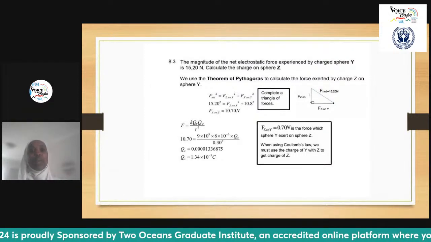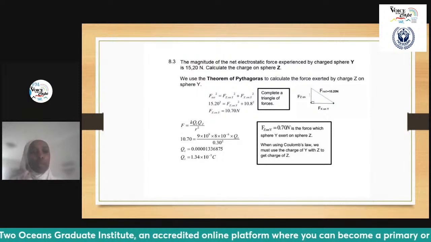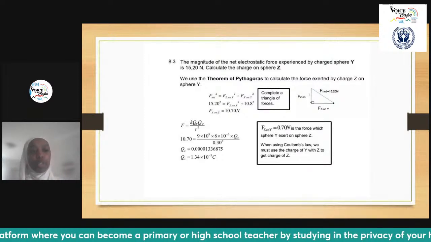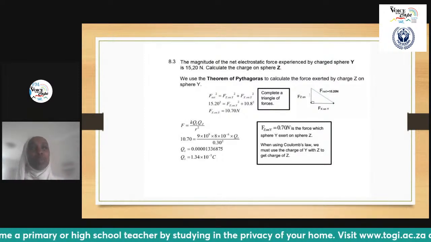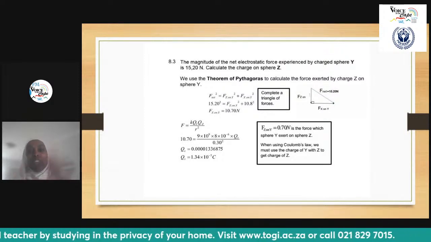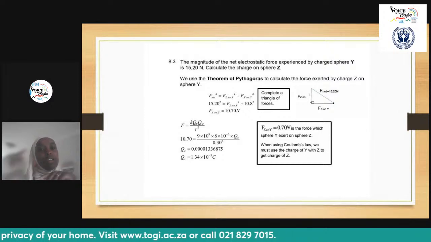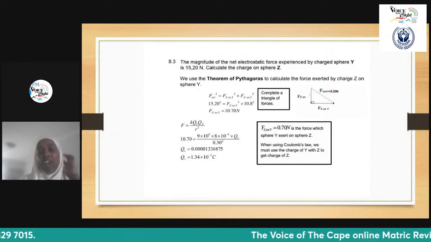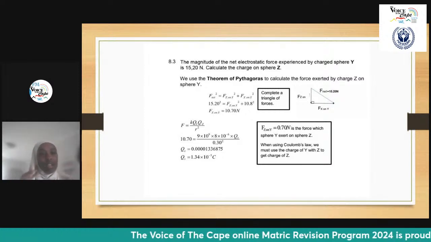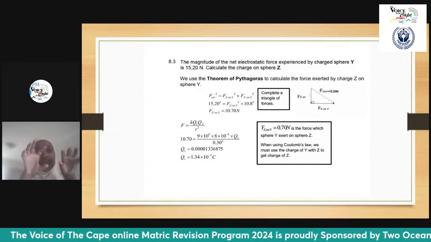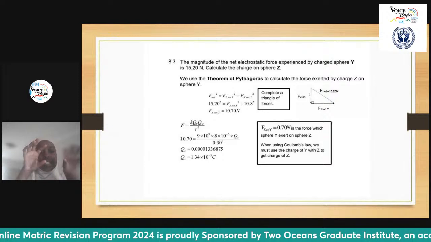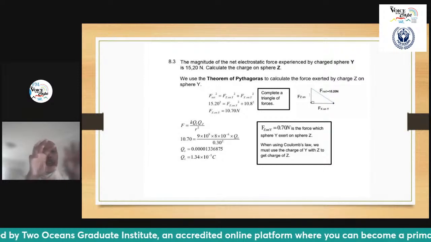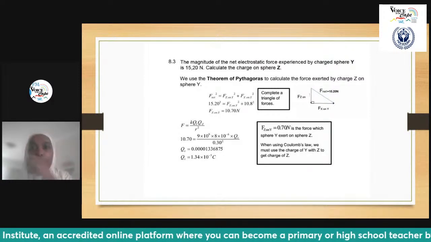So, we first write Coulomb's law. What does Coulomb's law say? The electrostatic force between 2 charges is directly proportional to the product of their charges and inversely proportional to the square of the distance between their centers. So now we have F net squared is equal to F Z on Y squared plus F X on Y squared. Either way, you can say Y on X or X on Y, but just make sure it is consistent: Z on Y, X on Y, and Y on Z.